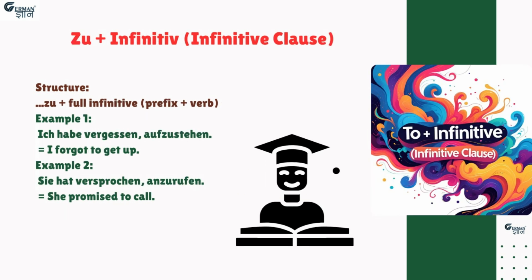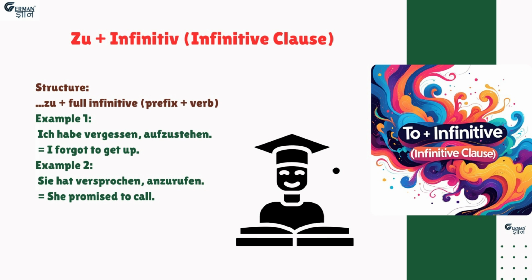Another sentence structure where we use the infinitive form of the main verbs is zu plus infinitive. That means the structure is, first you write the zu, then the infinitive form of the verb. But remember, if you are using zu with a Trennbare verb, then zu will come in between the prefix and the main verb. For example, the verb is aufstehen, so you will write the zu between auf and stehen.